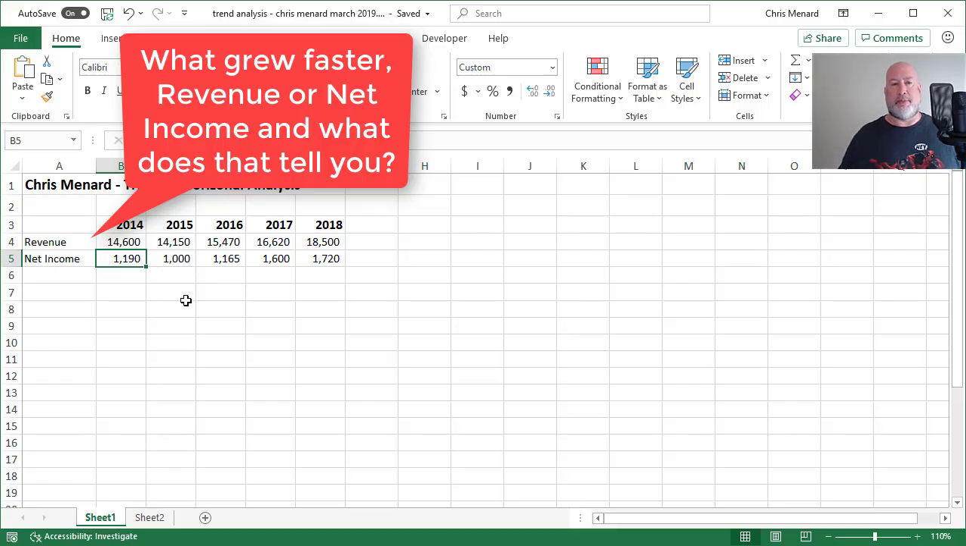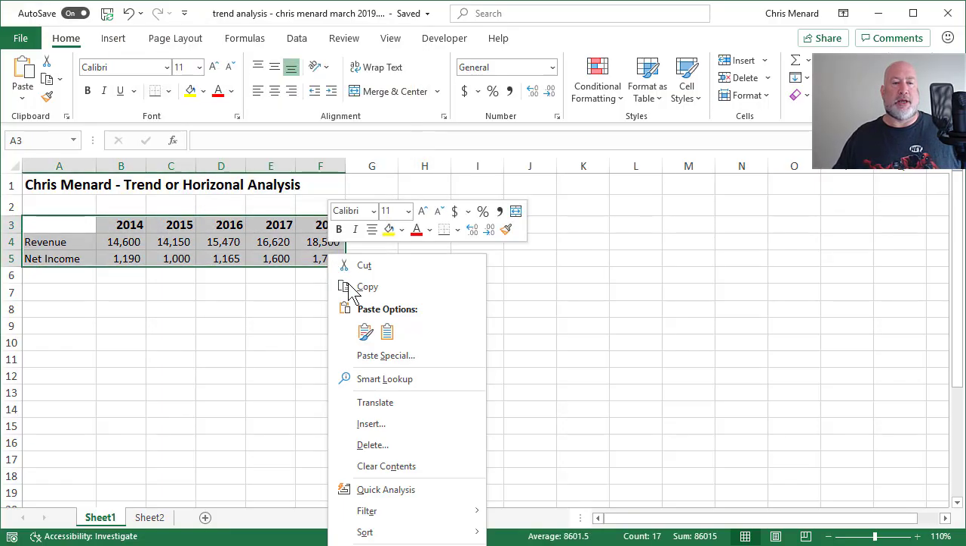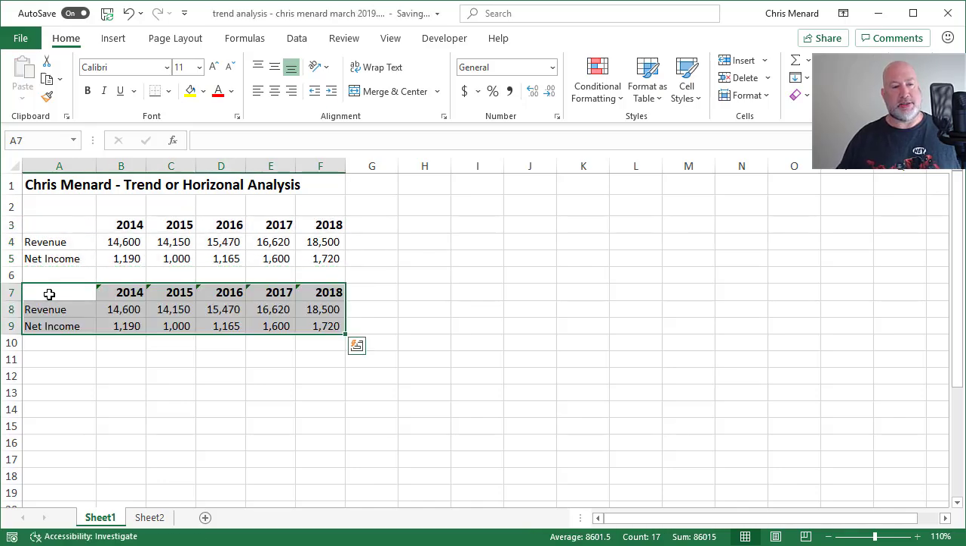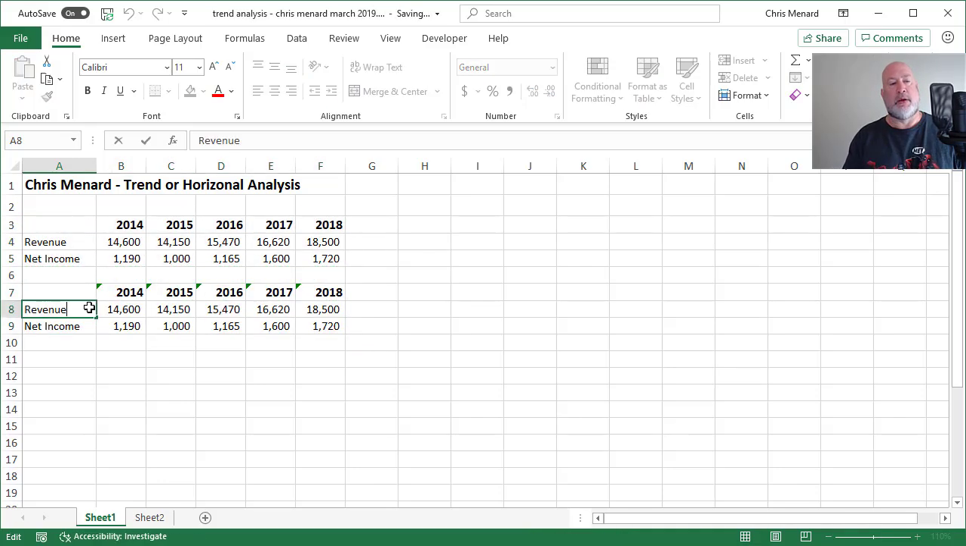Which one's going up the fastest though? So let's take a look at this. I'm going to copy this and I'm going to end up making percentages because it's the only way I can tell. Just looking at these numbers, I can't tell. And I'm going to paste. By the way, I'm going to end up charting this information too.